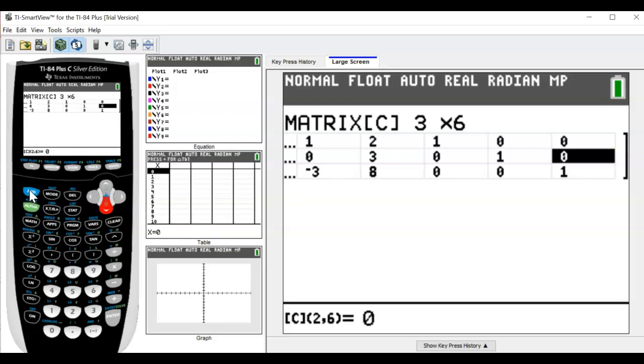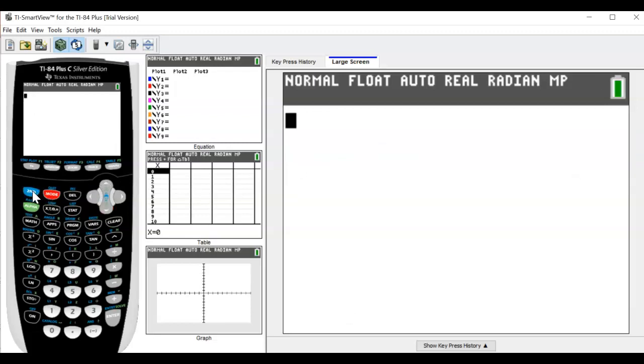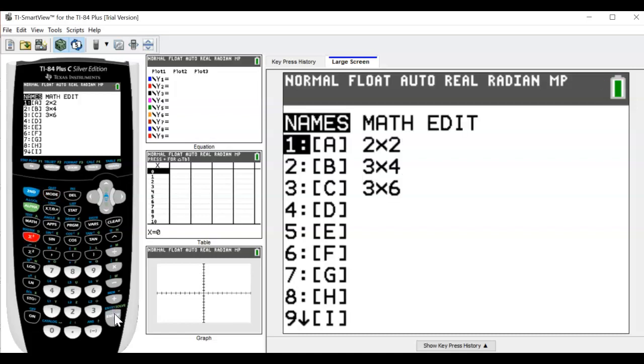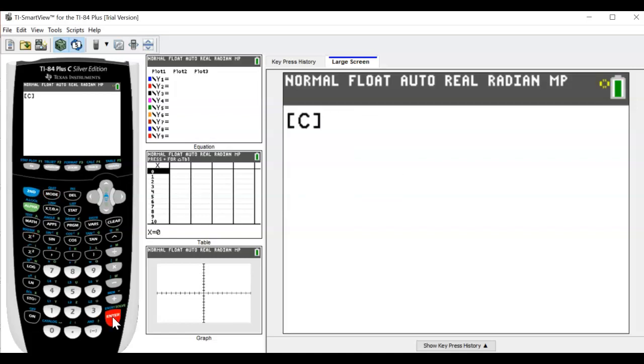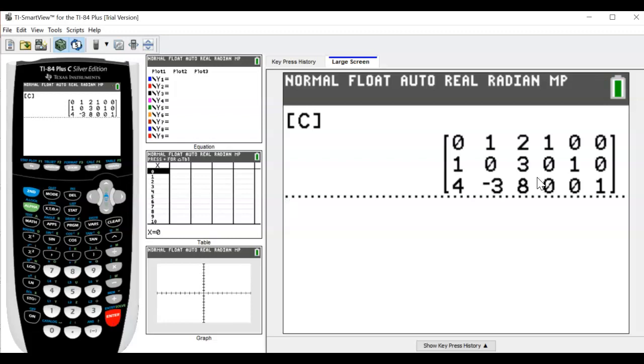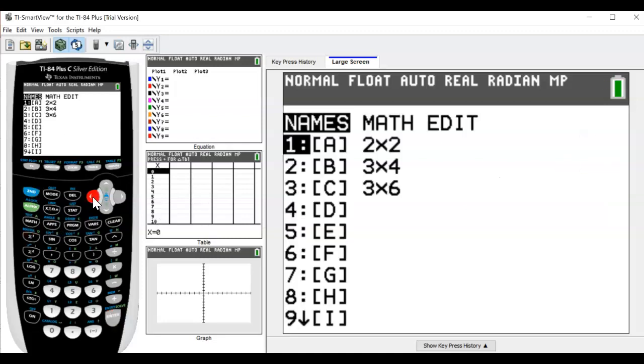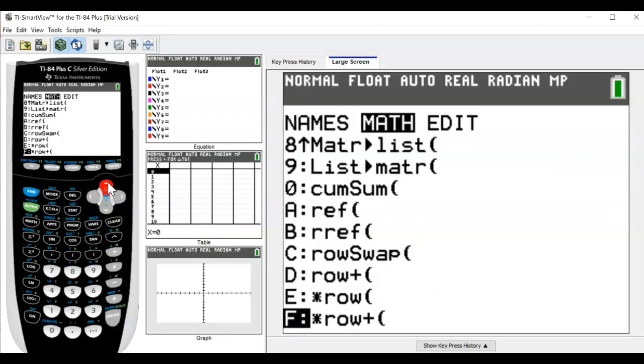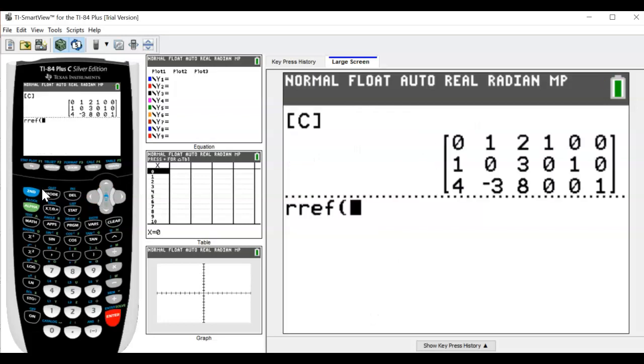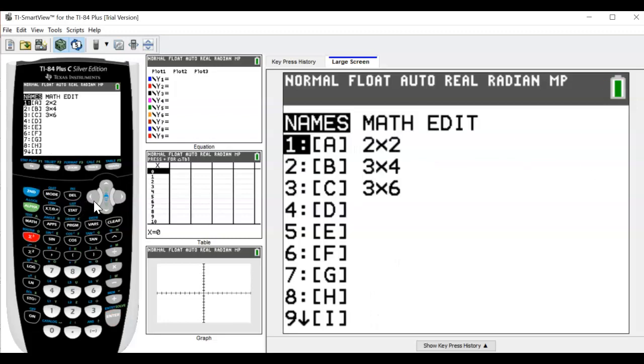Okay, let's go back to the home screen. I don't know if this one will display nicely, but yeah, there it is. It displays nicely. So the first half of the matrix is the A I'm looking at, and the second half is the identity. And so then I go into my math menu. I want to put my matrix C into row reduced echelon form.